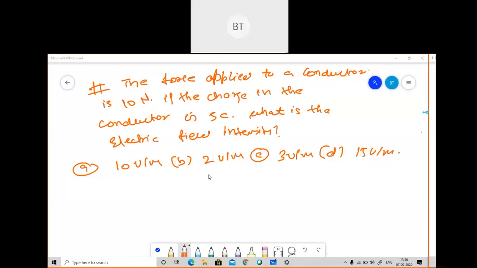Anybody answer 5? Aditi, wrong. How 5? 5 is not in the option. 2 volt per meter, yes, it is correct. 2 is correct. So I think she is using her brain. If you can see, E is equal to force by charge, which we have seen in electric field intensity. Then 10 by 5 equal to 2 volt per meter. Over. So one line problem, one line solution.